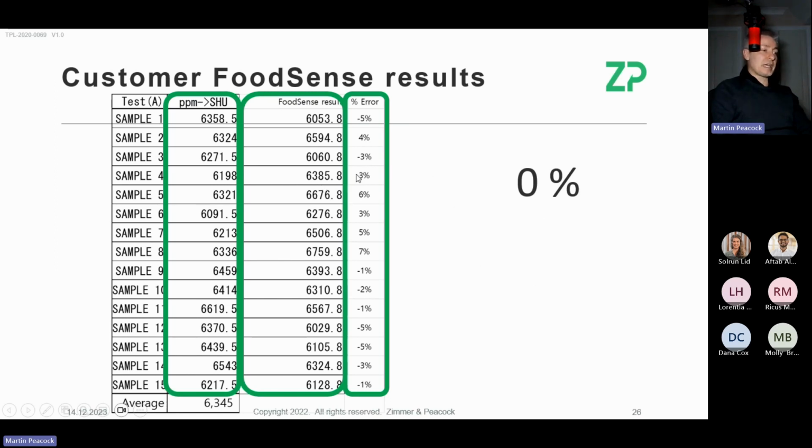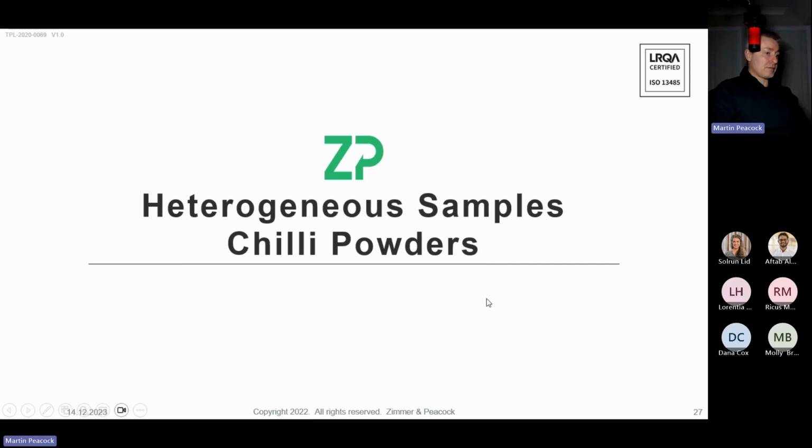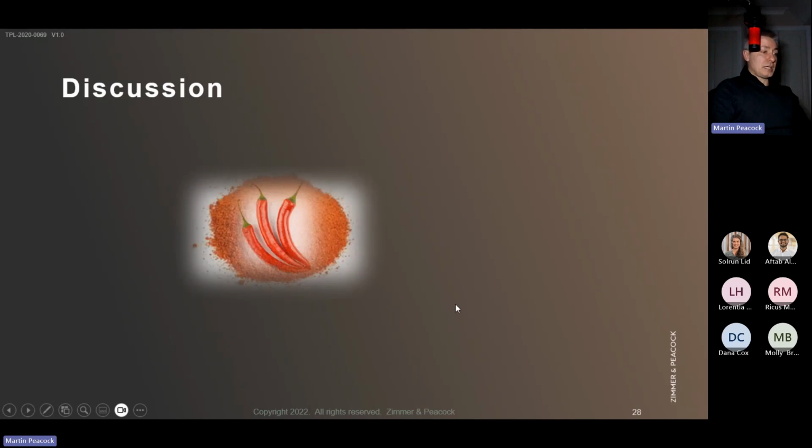But as it says, you've got to be a little bit careful when comparing against HPLC, because you have to assume that the HPLC is actually correct. Just out of interest, I'm going to talk about heterogeneous samples. Chili powders are a heterogeneous sample.